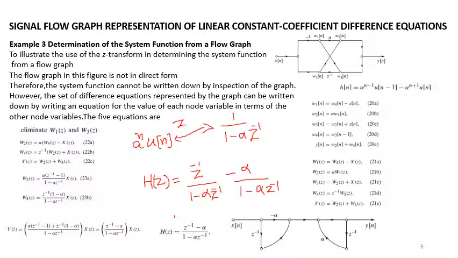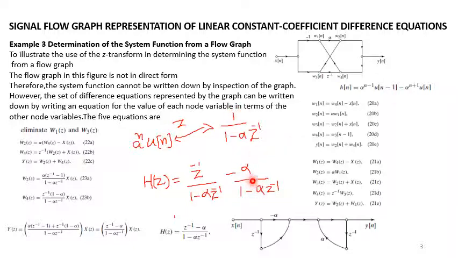Okay, so comparing with the standard equation, I hope you understand. We just split it into this and this, and you know that a to the power n u of n has z transform of 1 over (1 minus a z inverse). So if you compare with this one, that means you have a to the power n, but because there's a unit delay, we can write it as a to the power n minus 1, u of n minus 1.